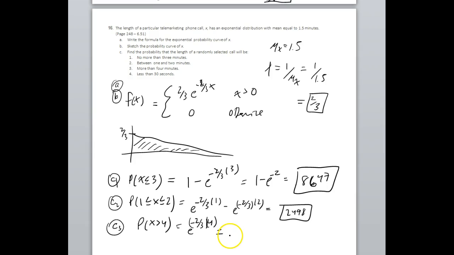Or e to the negative 2/3 times 4. Yeah, that's the better way to put it, or better way to emphasize it. Okay, and C4, probability that x is less than 0.5. And that is just going to be 1 minus e to the negative 2/3 times 0.5, which is 1 minus e to the negative 1/3, which just shakes out to be 0.2835.